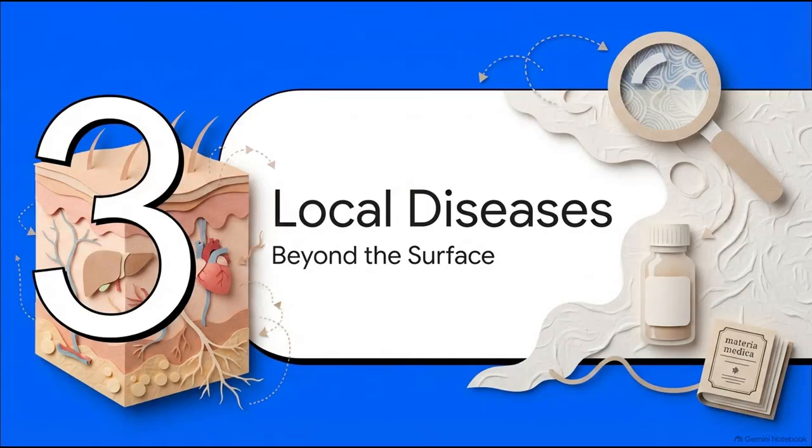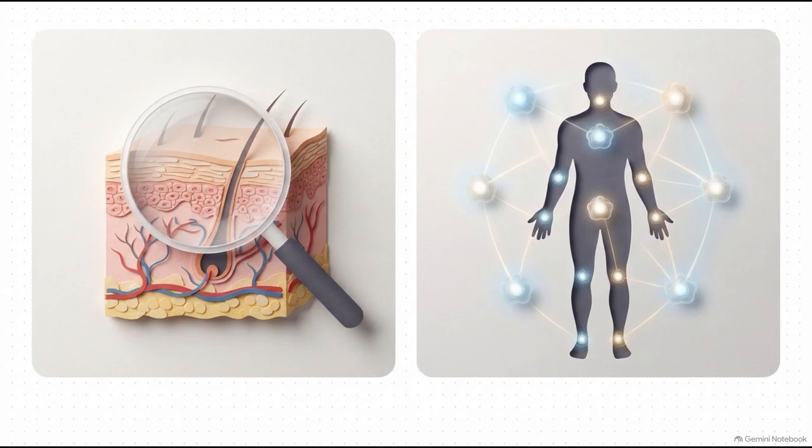Let's move on to section 3, evaluating local diseases and pushing beyond the surface level. This whole framework demands a simultaneous 2-level assessment. You can't just stare at the lesion, but you also can't just ask about the patient's general mood.